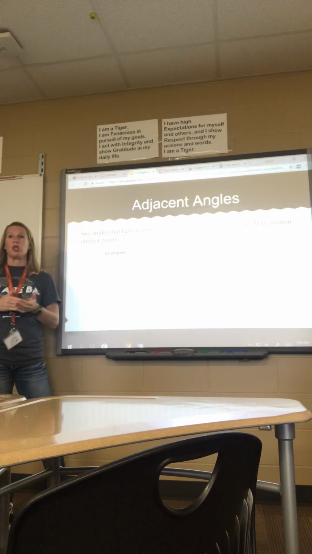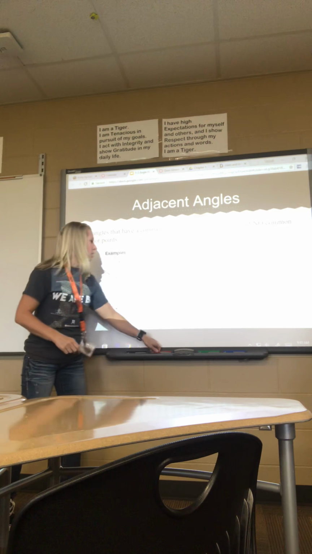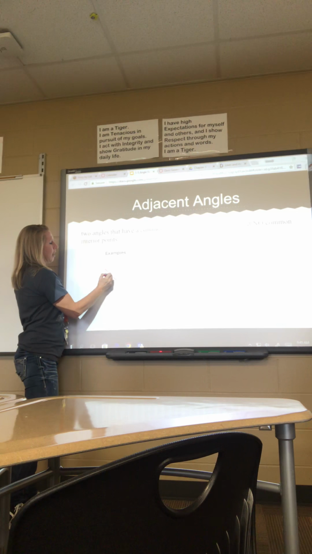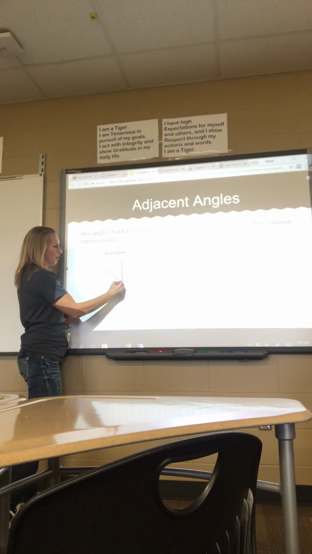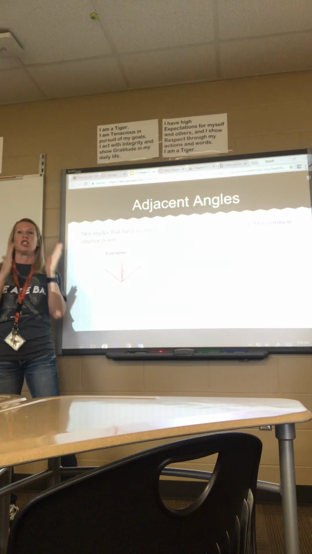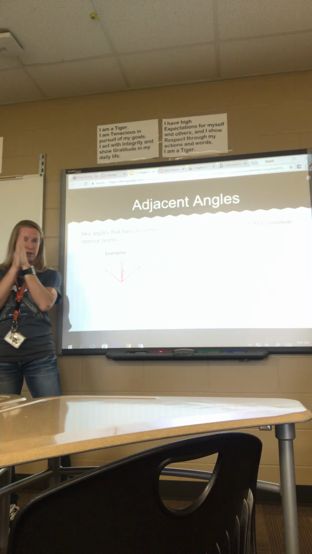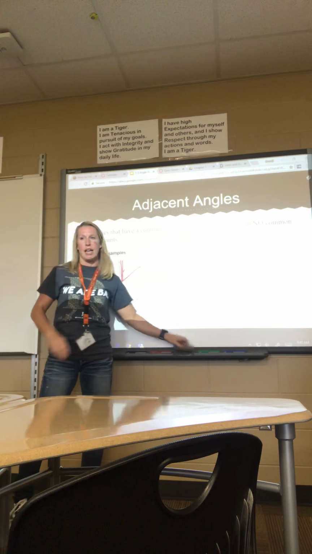Adjacent angles, this is new, very, very important. Adjacent angles are two angles that have a common side and a common vertex. So, angle 1, my thing is off, dang it. And angle 2, they share that side and they have a common vertex. So those are adjacent. They're like smushed up against each other. So angle 1, angle 2, those are adjacent angles.